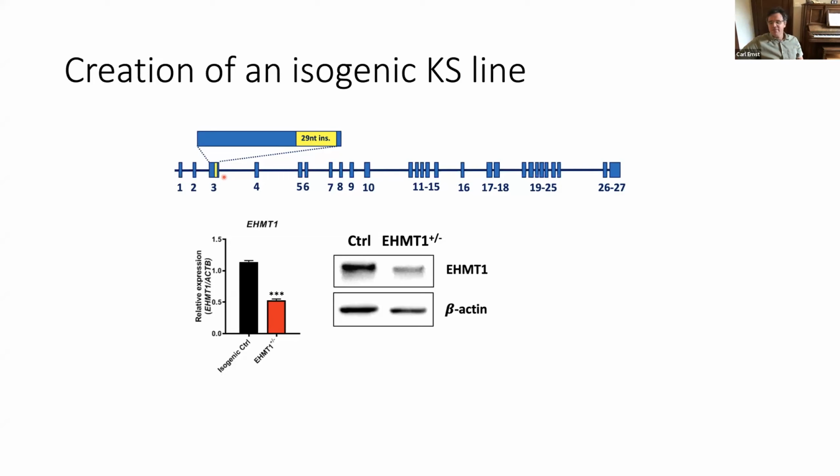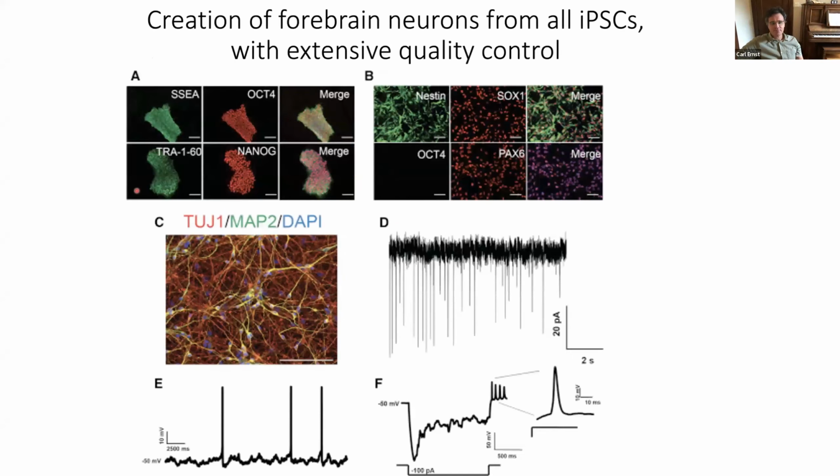Why did we pick this one? Not because it's a perfect mutation that we would see in Kleefstra syndrome, but because it induced this effect here. It knocked out one allele by putting in 29 nucleotides and shifting the reading frame for the protein. So we thought our two patients with their matched controls, the isogenic with the mutant line here, would be a good way to try and discover something about the disease and then to develop these therapeutics around it.